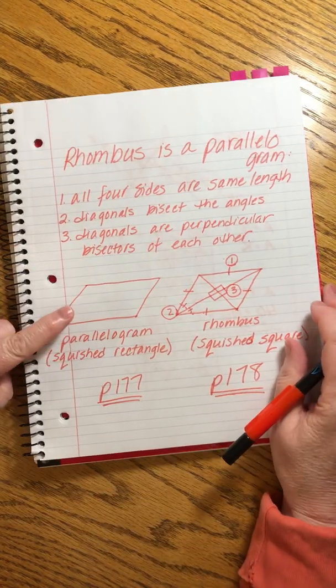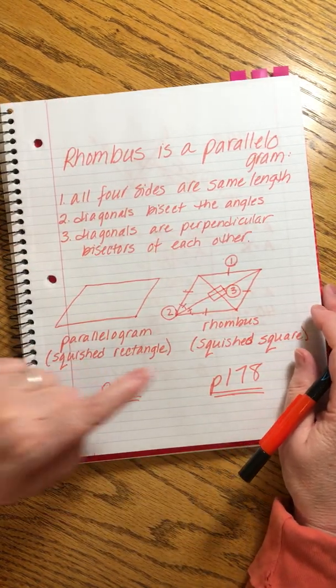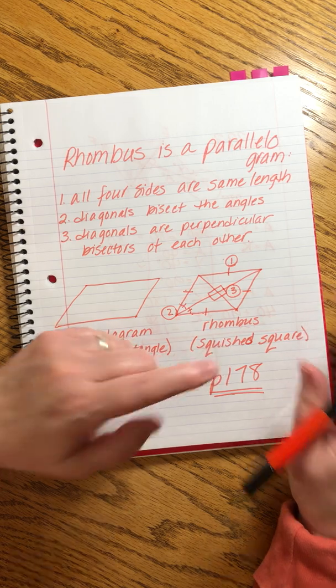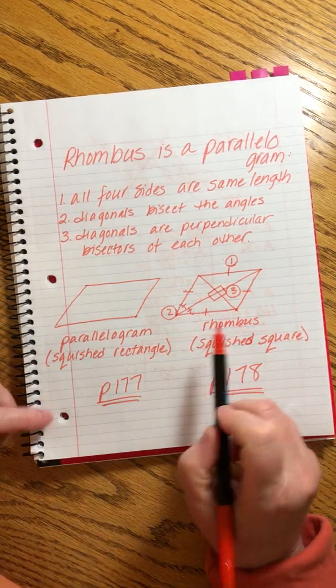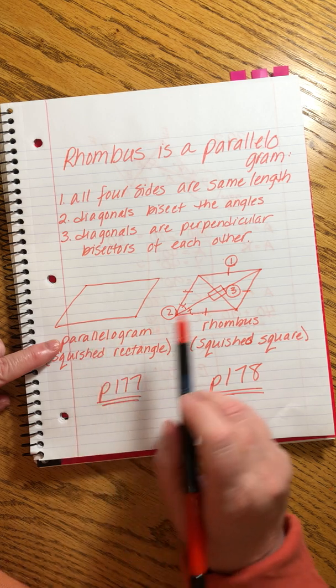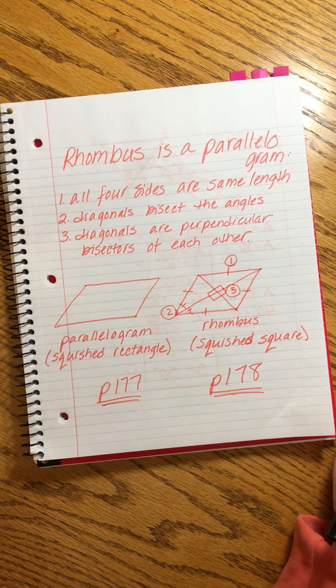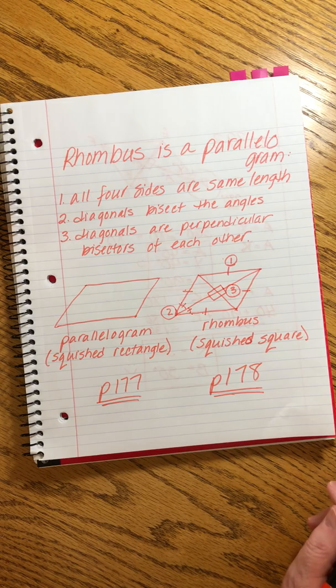And if you don't remember anything else, remember that a parallelogram is a squished rectangle. A rhombus is a squished square. Squished meaning like the cardboard box you played in. And that a rhombus is everything a parallelogram is plus a little bit more. All right? Yay, lesson 39, done.